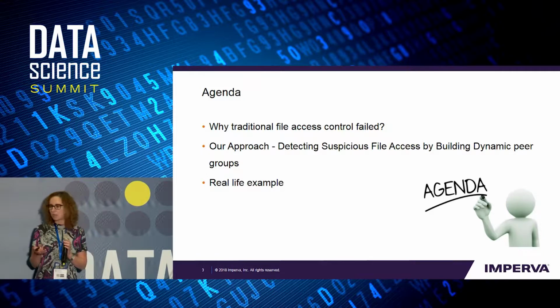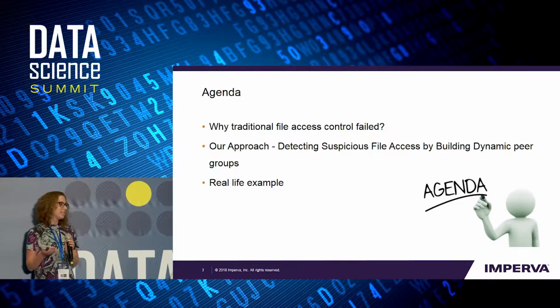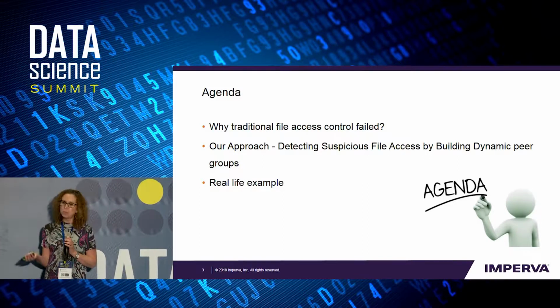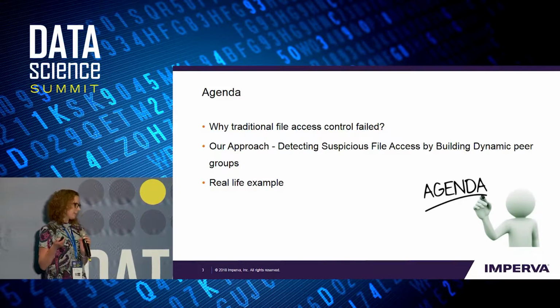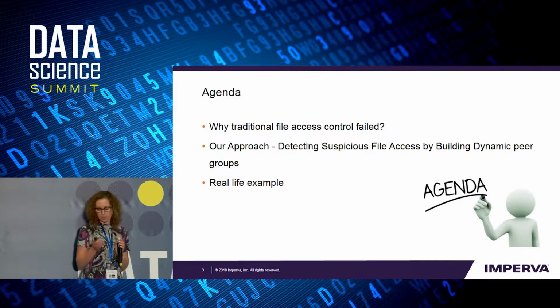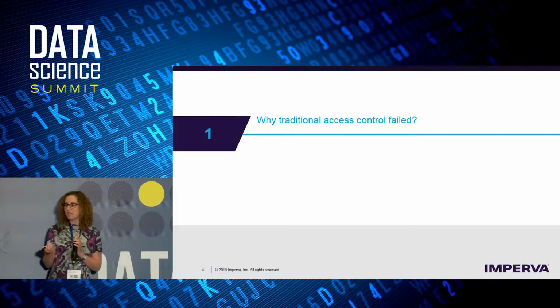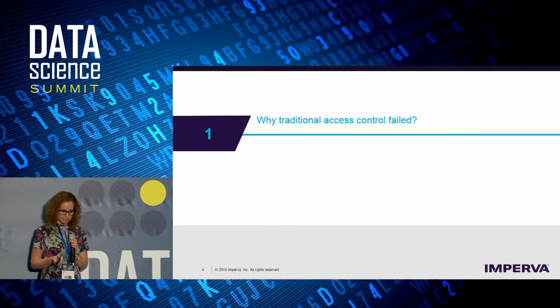So I will start by explaining why the traditional file access control mechanism has failed. Then I will present our approach, which is based on detecting suspicious file access by learning dynamic peer groups. And then I will give an example of our algorithm based on a real environment.